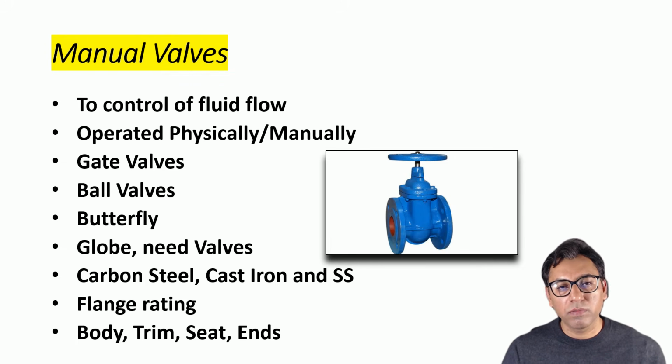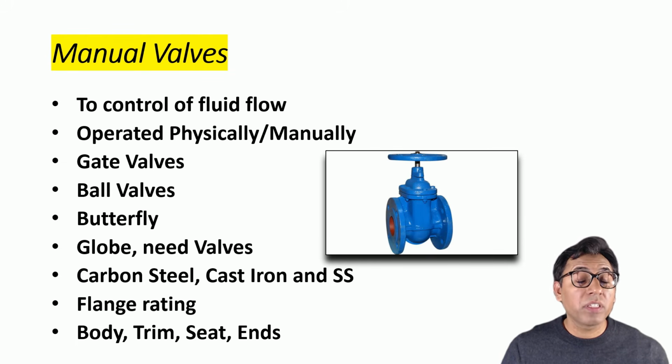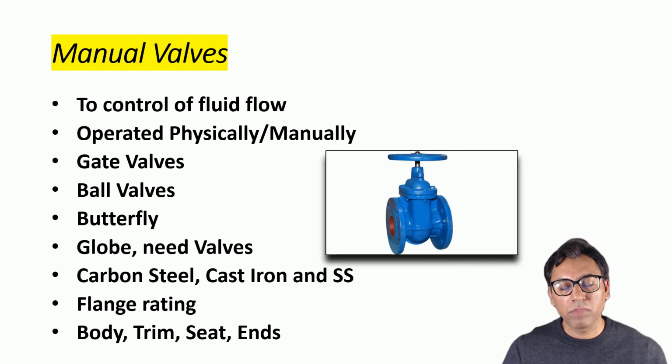As the name suggests, these valves are operated physically. There are different types of valves like gate valve, ball valve, check valve, butterfly, globe, needle valve, etc. There are different construction materials like carbon steel, cast iron, stainless steel. They have different flange ratings as well. They have multiple parts like body, trim, seat, and the valve ends as well. So we need to know all these aspects of valves, especially whenever we select a valve and go for procurement.